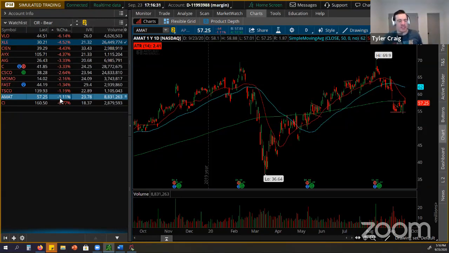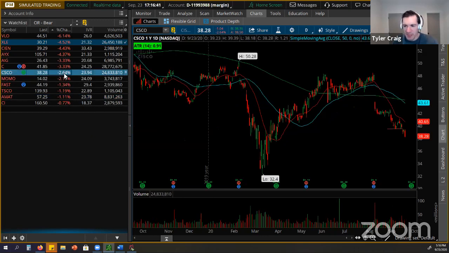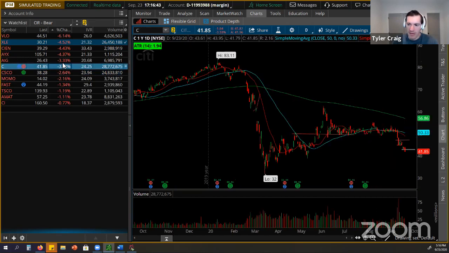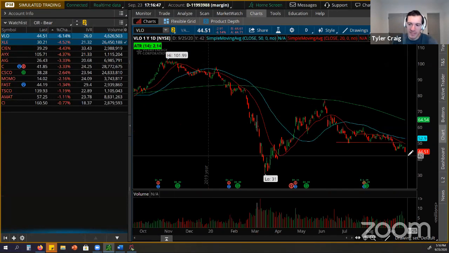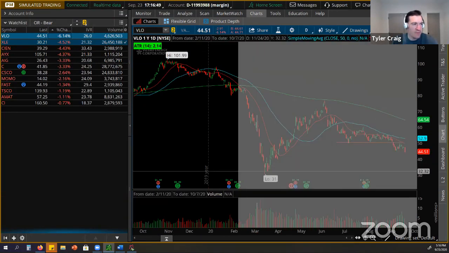Preferably not something that just got punched in the face. I don't want to chase, I don't want to short something that's already down a ton. I'd like to find something that is maybe just getting ready to break support or just now falling off of resistance. Like Valero, already down 6%. I don't know if I want to chase that.